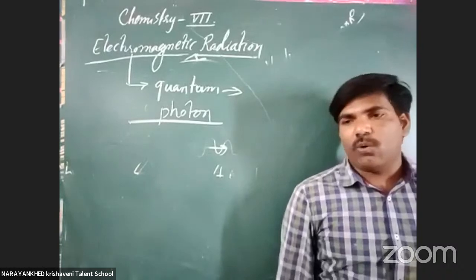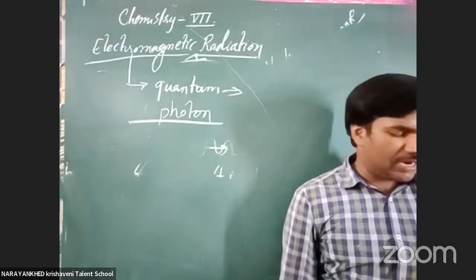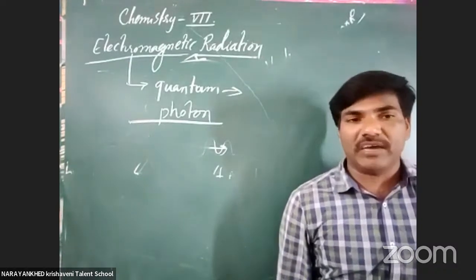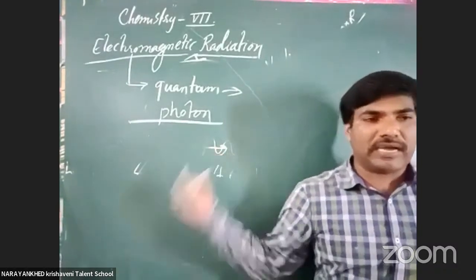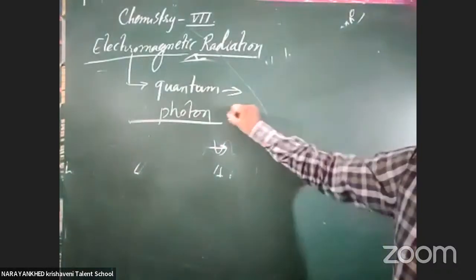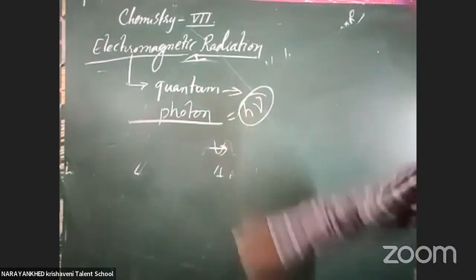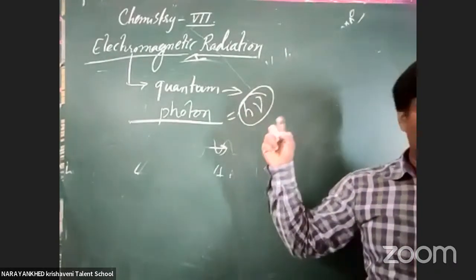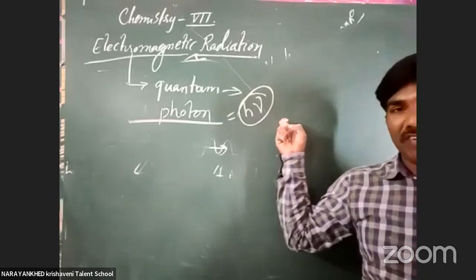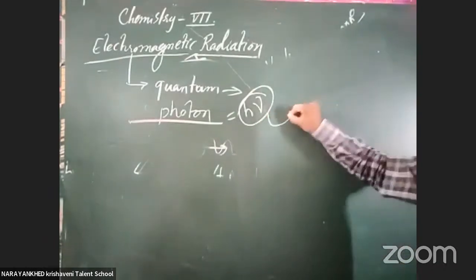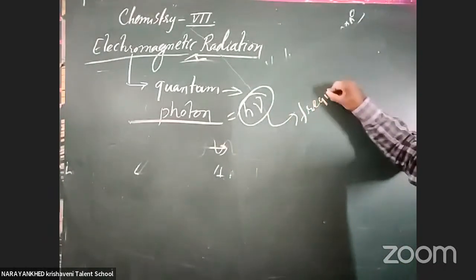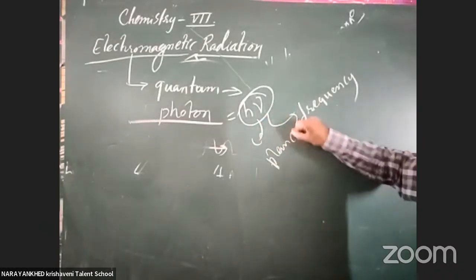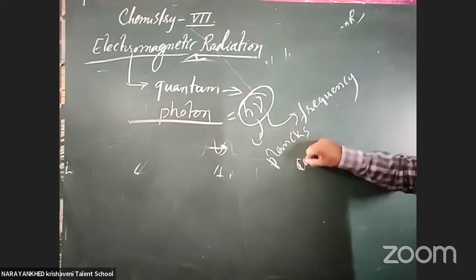Understood now? How do electromagnetic radiations travel from one medium to another medium? Yes, in the form of a photon. Every photon contains one energy, and that energy is equal to h nu, h into nu. What is this h? Planck's constant. What is this nu? The frequency. The nu is called the frequency, and h is called what? Planck's constant. Okay, clear or not?